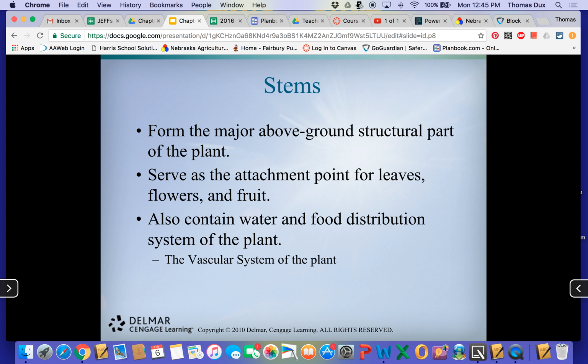So, we have 2 important tissues in our stem. Without these things, your plants would not be able to grow or transport food, nutrients, or anything like that.